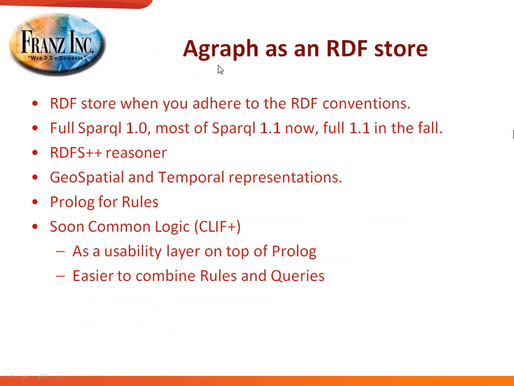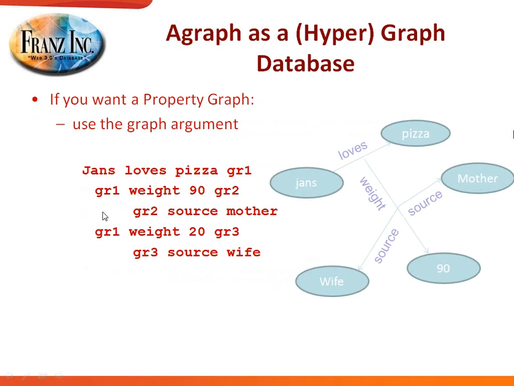So AllegroGraph's tuple store. AllegroGraph is obviously also an RDF store. So if you adhere to the RDF conventions by having your subject always be a blank node or a URI, your predicate always a URI, and the object of your tuple a string, a URI, or a blank node, then you have an RDF store, and SPARQL will be totally happy. Right now we support SPARQL 1.0 and some of SPARQL 1.1, and in the fall we will have everything in SPARQL. And then on top of that we have an RDFS++ reasoner, all the things that you already know about AllegroGraph.